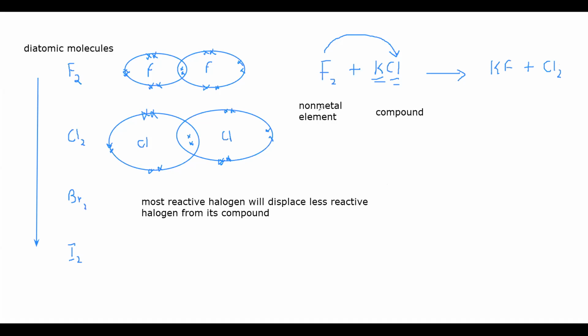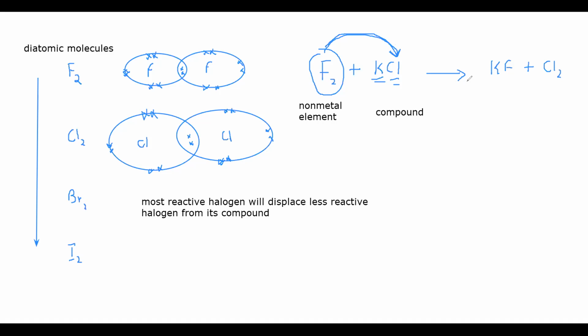If you have a non-metal element which is more reactive and it is reacting with a compound, the non-metal will replace the non-metal, but to replace the other non-metal, the non-metal element should be more reactive. So in this example, fluorine is reacting with potassium chloride. Chlorine is a non-metal present in a compound. As we know, fluorine is more reactive, so fluorine will displace this chlorine from the compound, which will form potassium fluoride and Cl2.